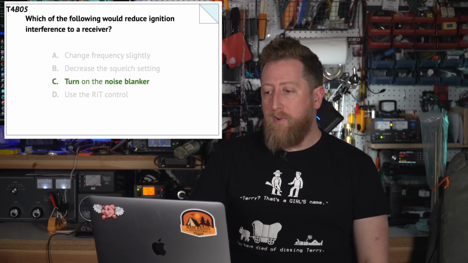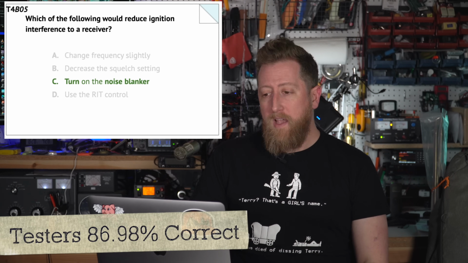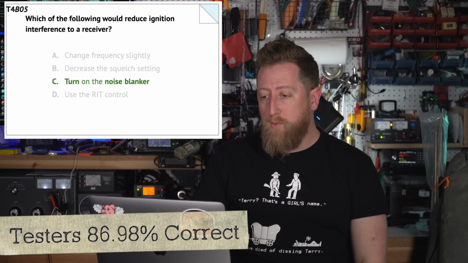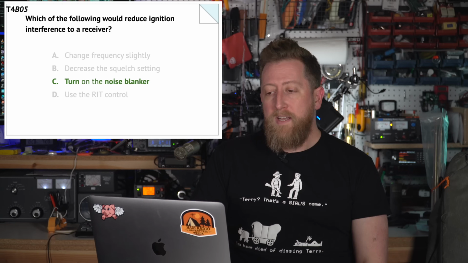T4B05, which of the following would reduce ignition interference to a receiver? A. Change the frequency slightly. B. Decrease the squelch setting. C. Turn on the noise blanker. D. Use the RIT control.